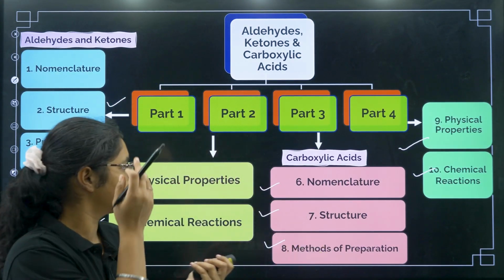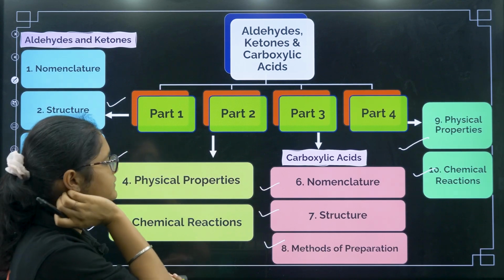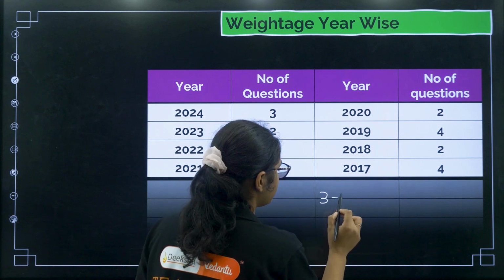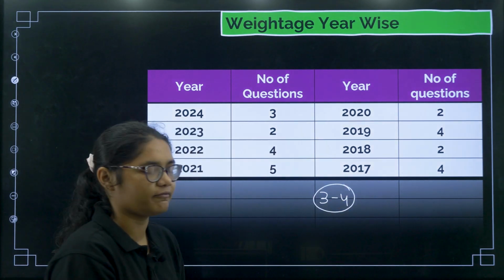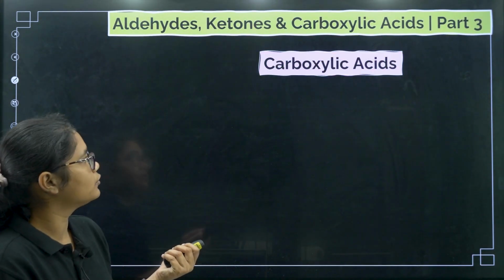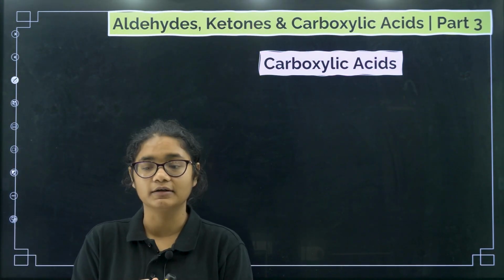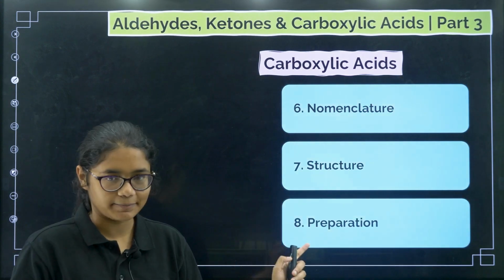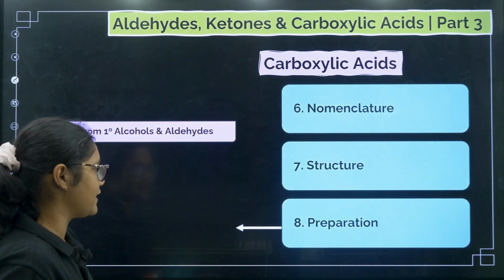Now let's get started with the first part, that is weightage wise. As I told you, you can expect almost 3 to 4 questions from this chapter, a very high weightage topic. Next, today's class, that is carboxylic acid, we will discuss nomenclature, structure and preparation. And under preparation we have 6 methods.